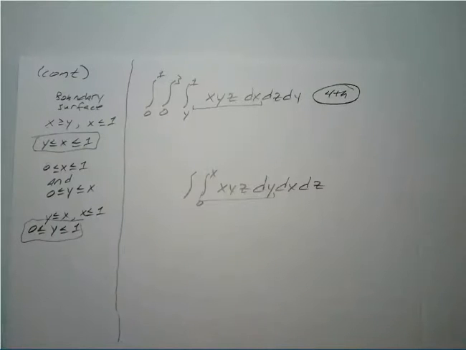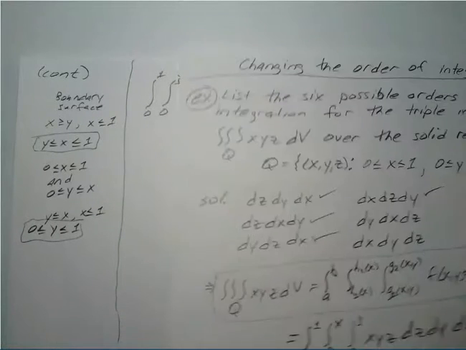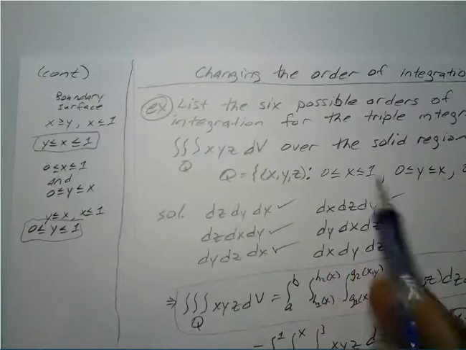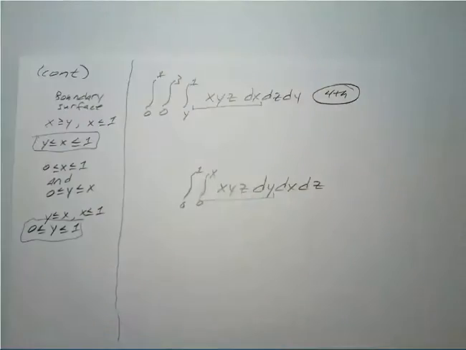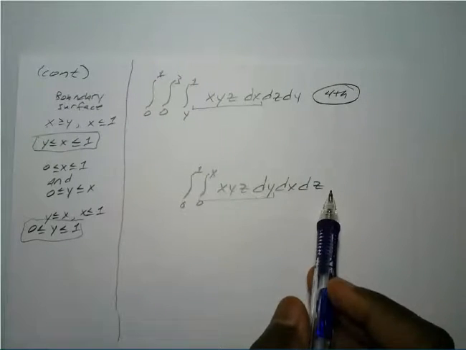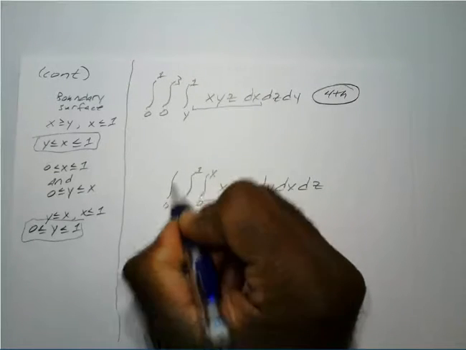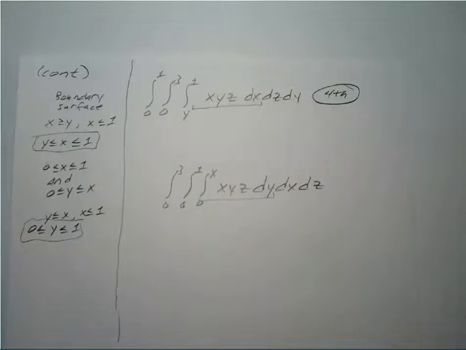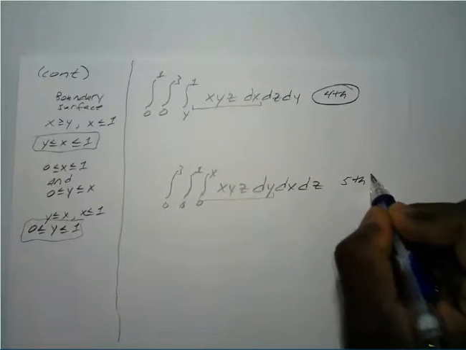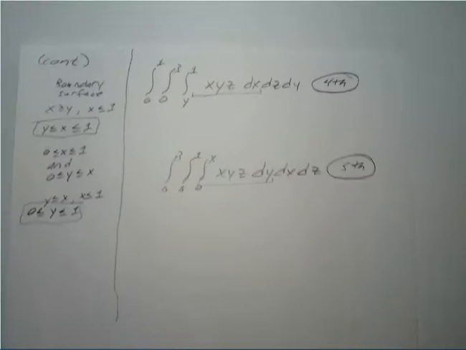Now, going back to right at the very beginning, if you look on the first page, x is between 0 and 1. We're just going to go ahead and use that one. And our integral with respect to z could just be the same, 0 to 3. Okay, so that's our fifth order of integration.